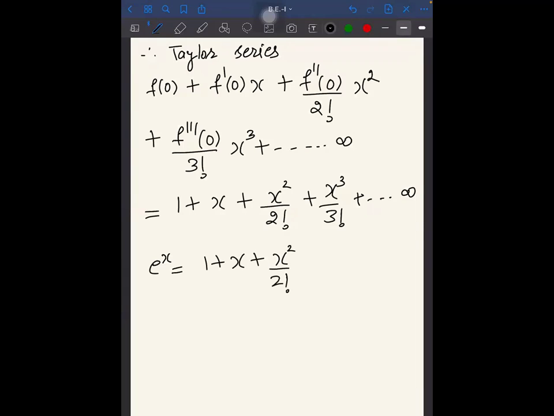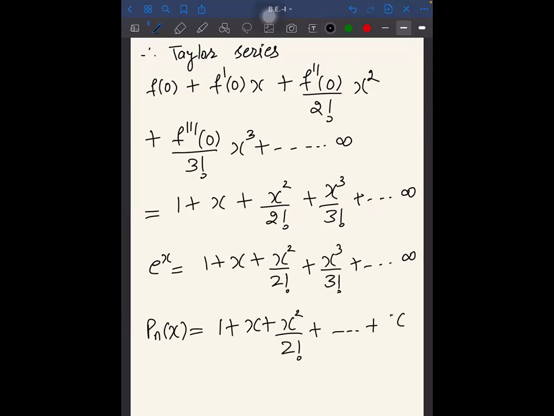Is it fine? So what about the Taylor polynomial? If you want to find out the Taylor polynomial for this, let's say p_n(x) for this, anybody? Sir, we can just extend it with x to the power n upon n factorial. Exactly. Just leave it at that point. Yes. Did everyone understand?